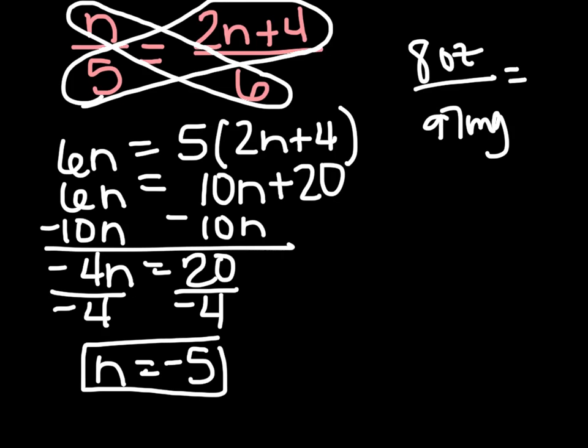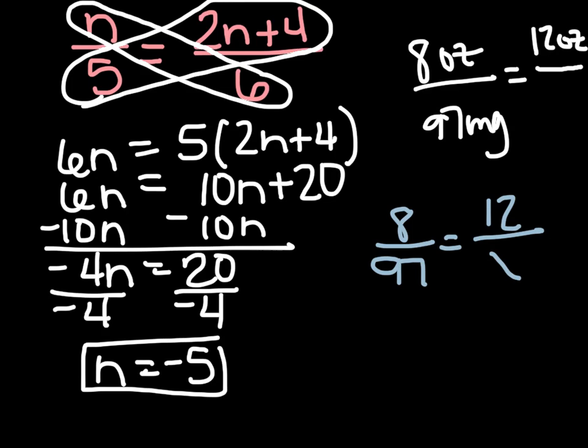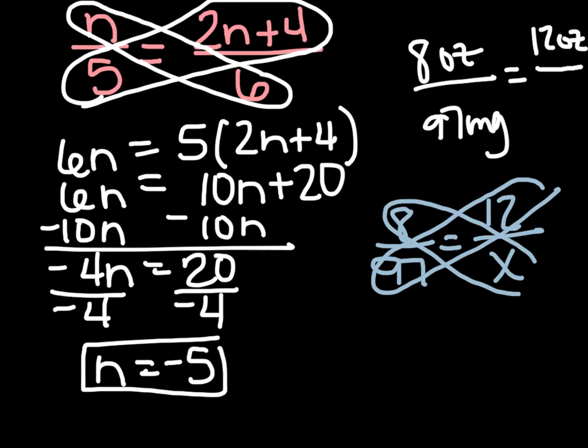Well, we don't have an 8-ounce can, we have a 12-ounce can. So as long as you set it up so your labels match, or the two pieces of information that go together are either vertical or horizontal from each other, you can solve this. So if I rewrite this as a proportion, it is going to be 8 over 97 is equal to 12 over x, because that's what we're trying to find. And then to solve this, you could again use your cross products property.